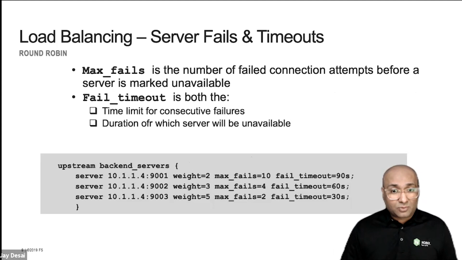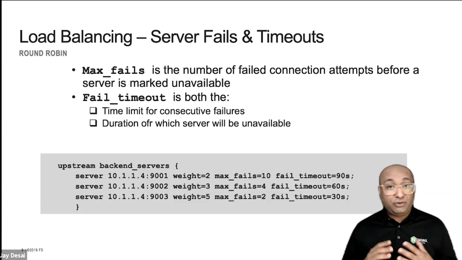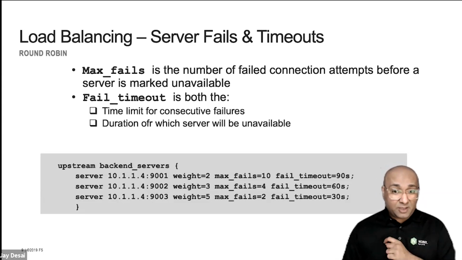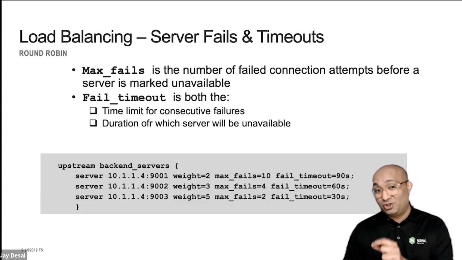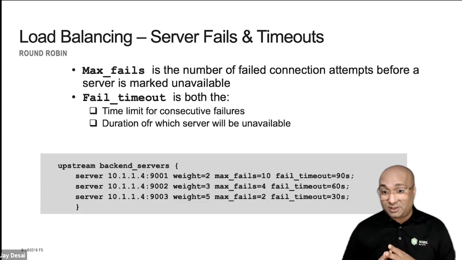Now, NGINX can also take a server out of the rotation if it fails a certain number of times. So the two key conditions for this are the max fails parameter and the fail timeout parameter. The max fails parameter specifies the number of consecutive failed connection attempts before a server is marked unavailable. And the fail timeout parameter specifies two things: one, the time limit for the consecutive failures, as well as the duration that the server is marked unavailable for.